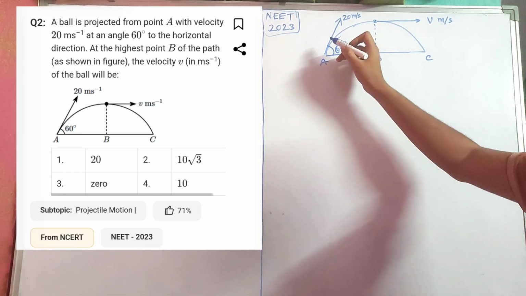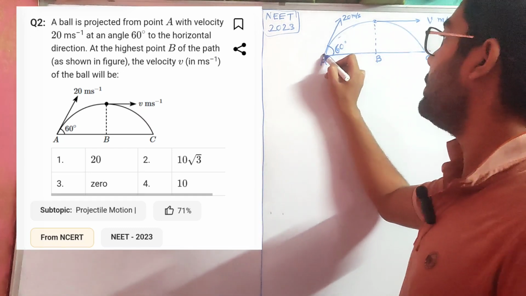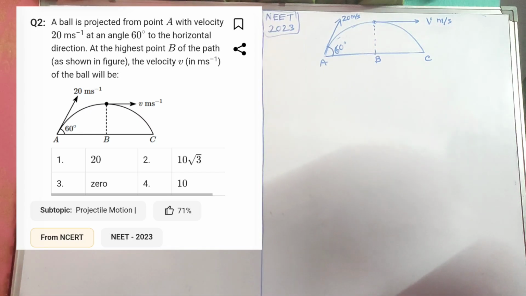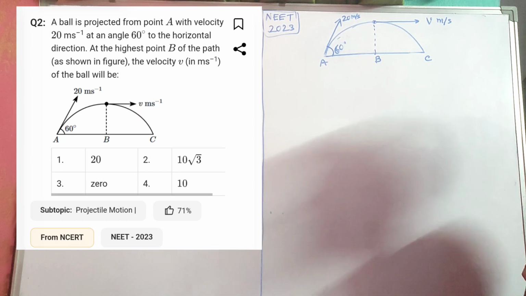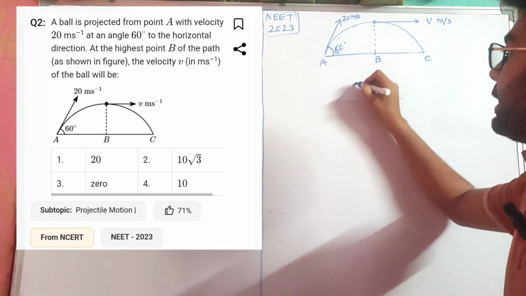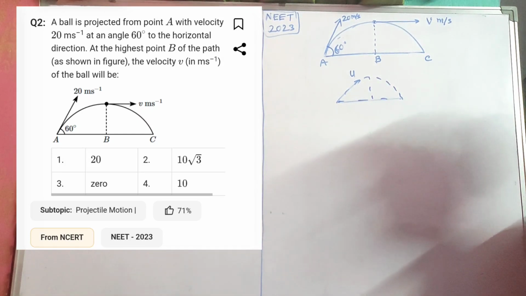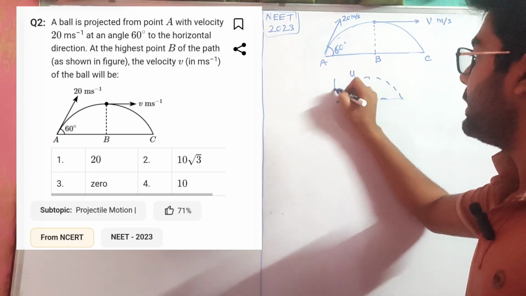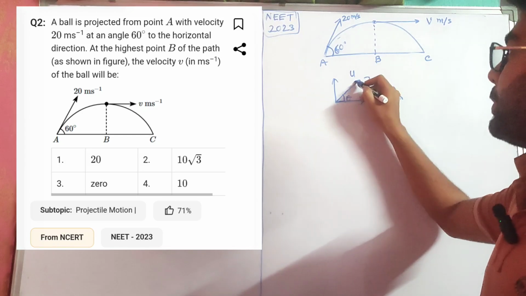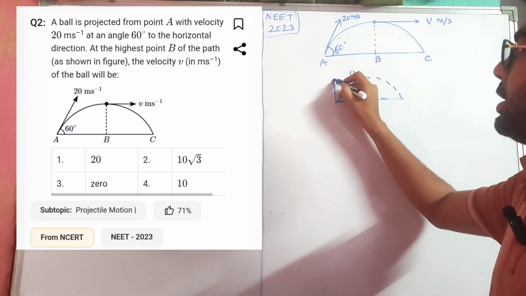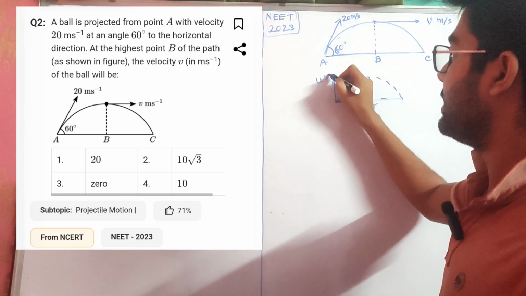We know the initial velocity with which this ball is thrown in projectile motion. This velocity is always divided into two components. The velocity u in this projectile motion is divided into two components. Along the horizontal line, the component of u is u cos theta, and along the vertical axis, the component is u sin theta.